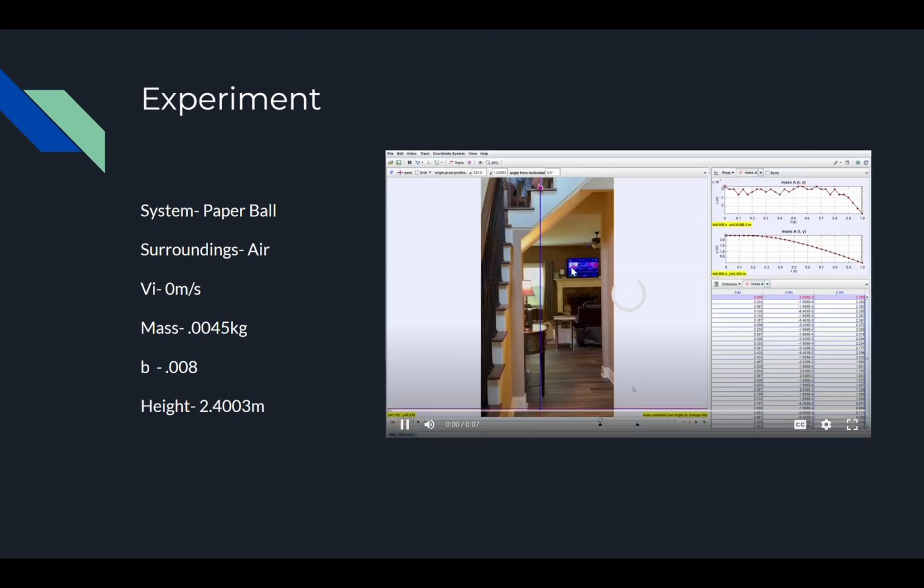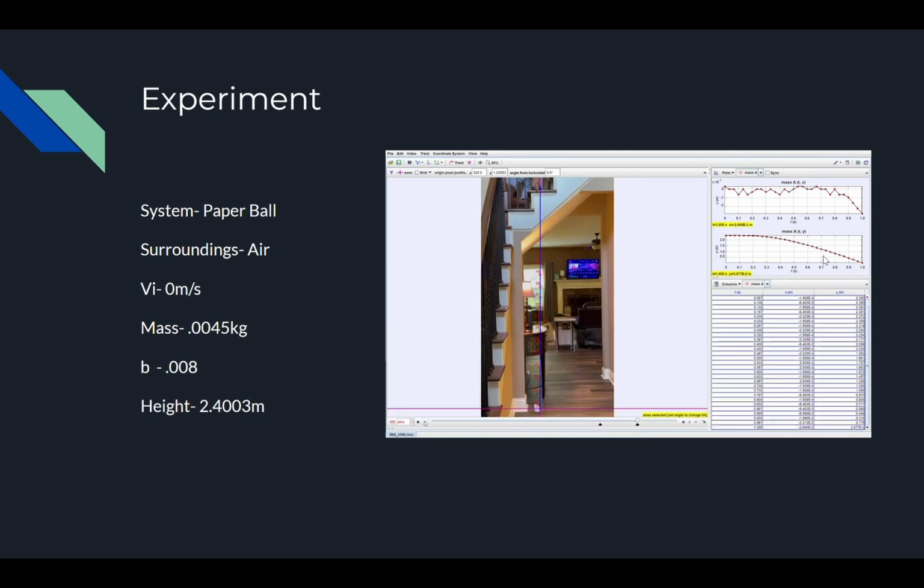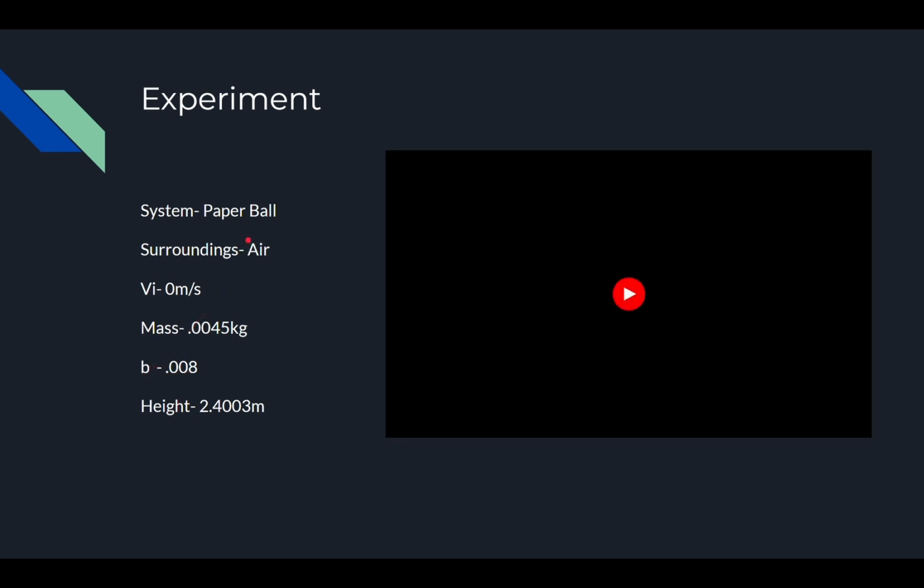Here we can see the graph curves down until it eventually reaches a constant slope, or an approximately constant slope, and that is when we hit our terminal velocity.